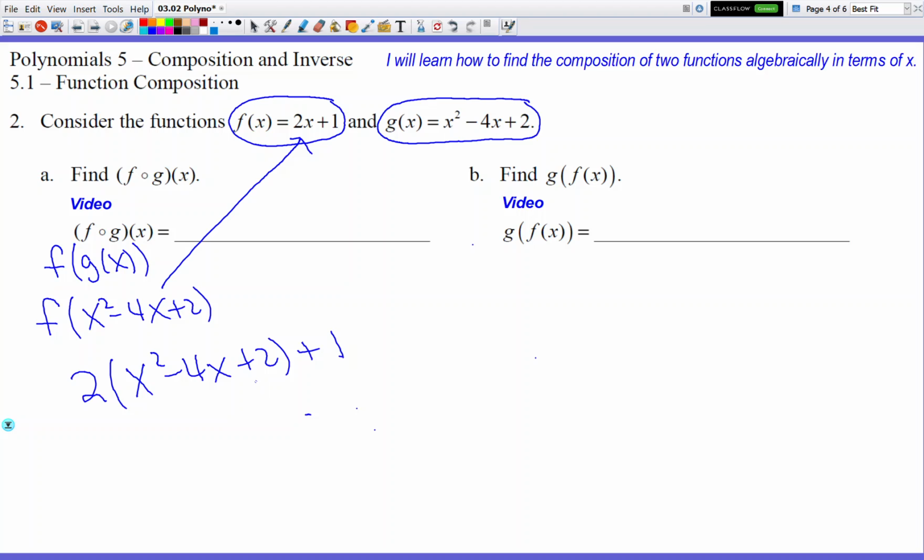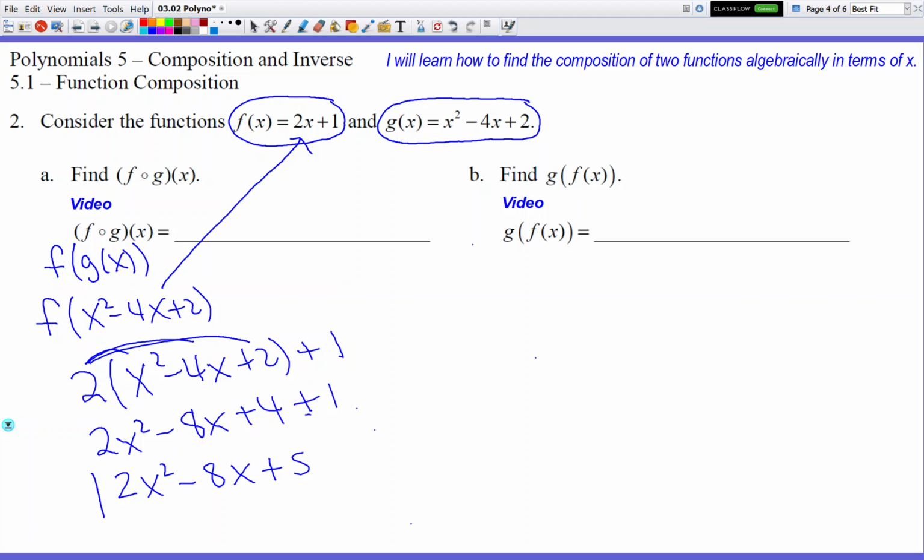Okay. Then when I simplify, I'm going to distribute my 2 to these three things. So I'm going to get 2x squared minus 8x plus 4 plus 1. And I'm going to combine like terms. When I combine like terms, 2x squared stays the same because there's nobody else like him. Negative 8x stays the same because nobody matches with him either. And 4 and 1 are going to become 5. And there's my final answer.